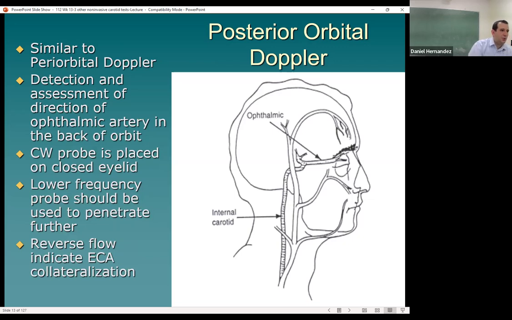So the posterior orbital Doppler. This is similar to that periorbital Doppler. This continuous wave is placed over the closed eyelid. We're looking for reverse flow to indicate ECA collateralization.